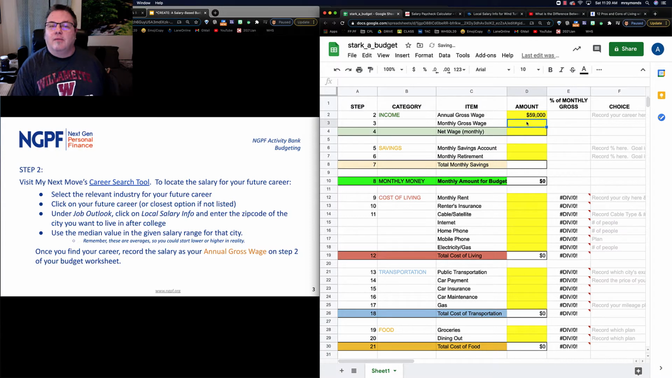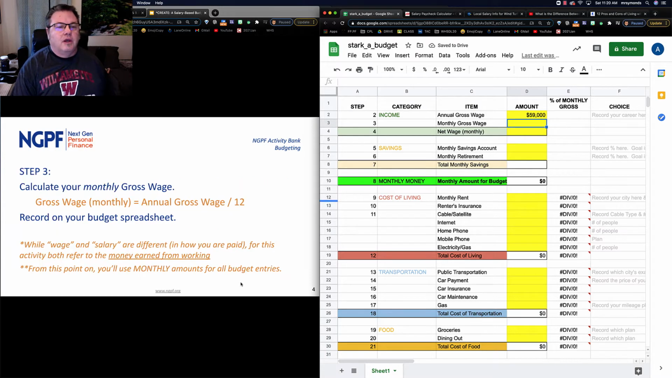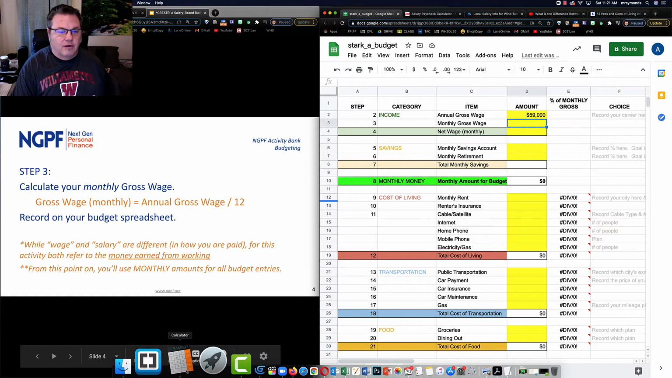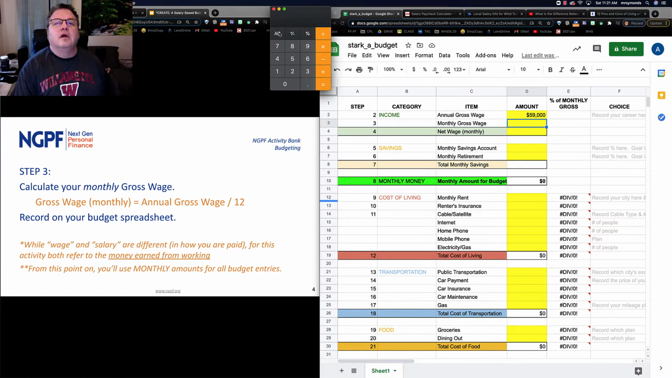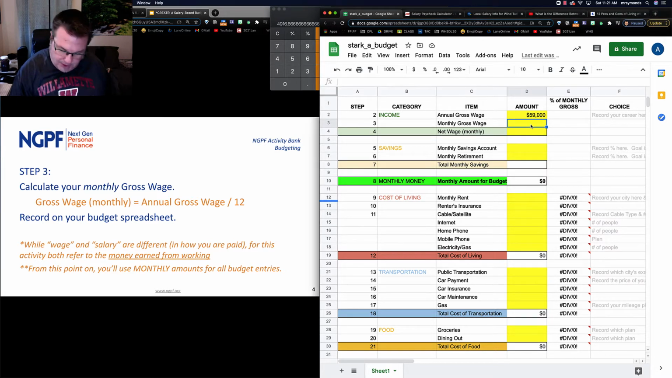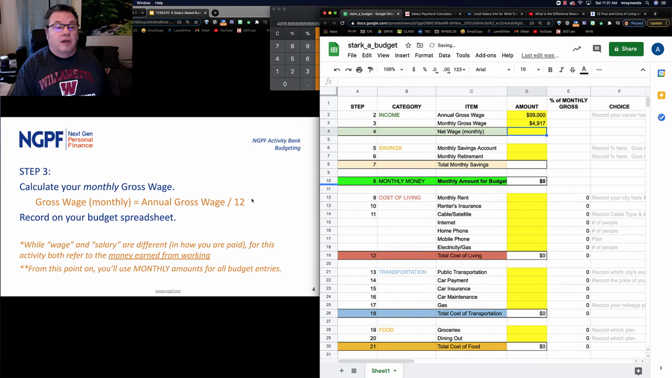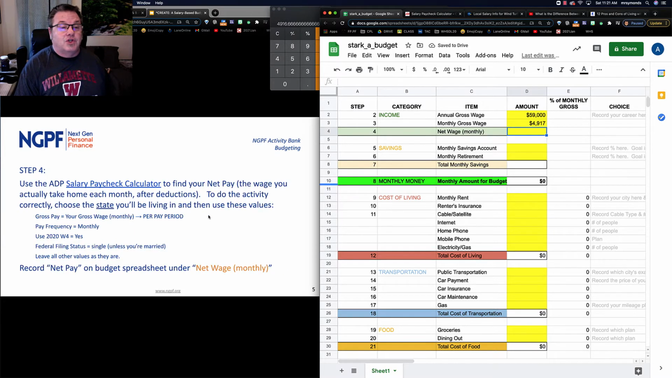And then the monthly gross wage here is that divided by 12. Need to clear out, so 59,000 divided by 12 equals 4917. Let's round all of these, so we don't have any pennies on anything. 4917 here. We need to remember that when we calculate our net wage on the next page here.